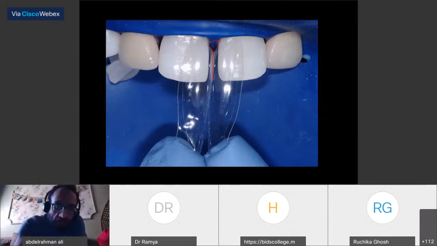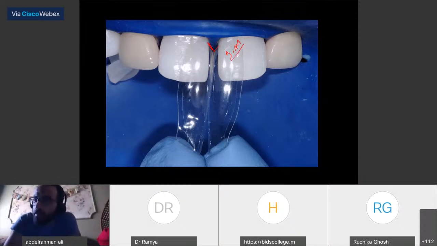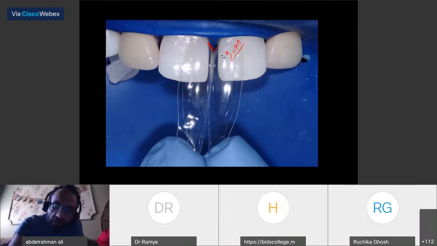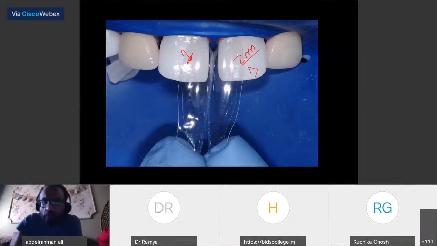And how curvy is it? What's the length of the emergence profile? It's 1 millimeter for the green. And how much is it for the pink? It's 0.5 millimeters. So if you have a space between the two centrals of 2 millimeters, you need 1 here and you need 1 here.